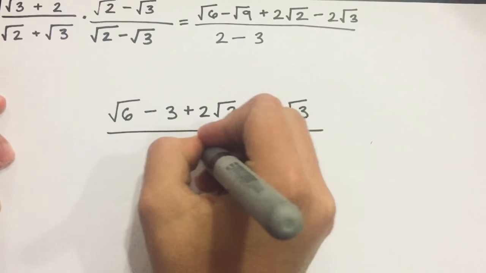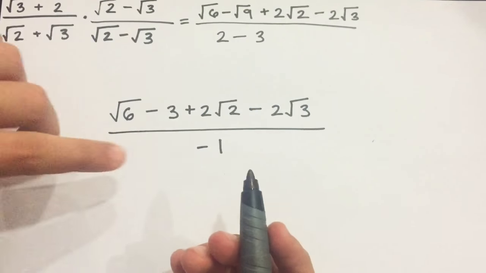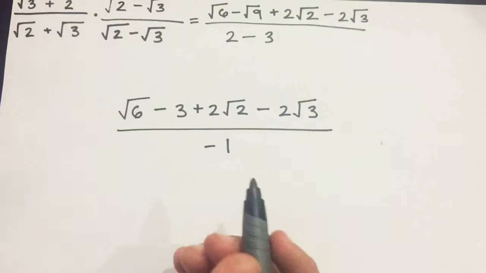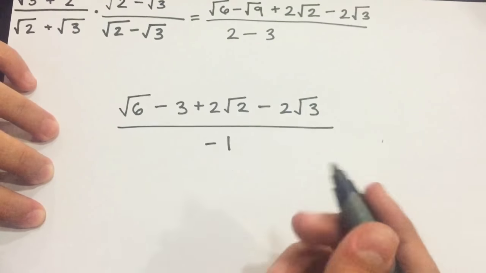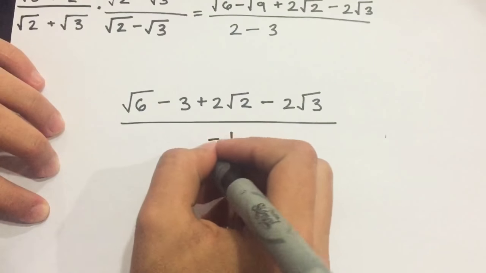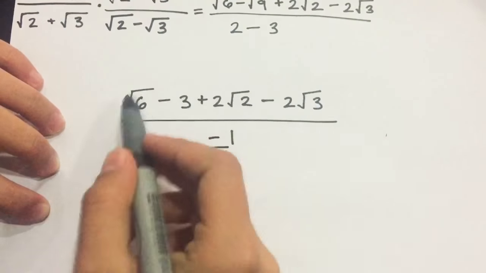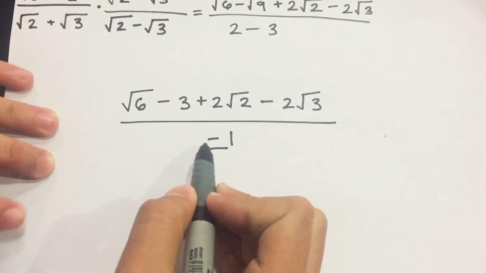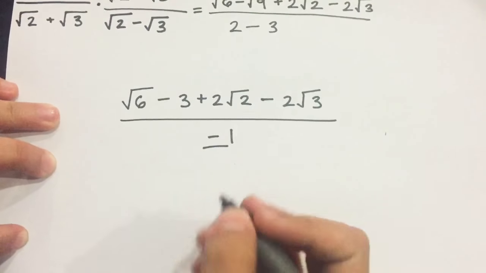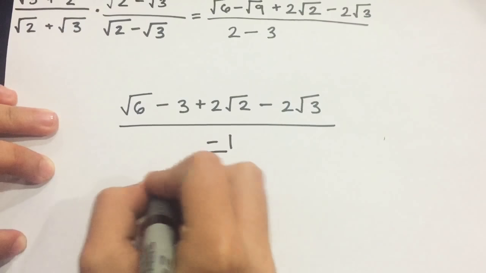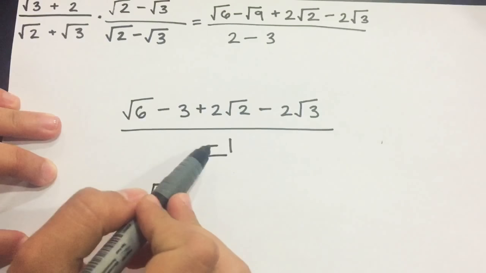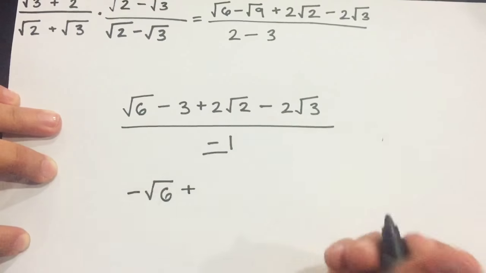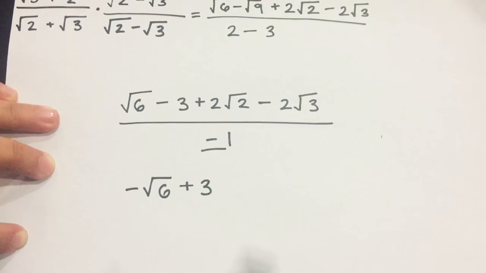And this is over minus 1. We could also simplify this by turning it into just one polynomial. We could do it by affecting all this with the minus sign. So if we do it, it would be minus the square root of 6, because minus by plus is minus. Then minus by minus is plus, so it is plus 3.